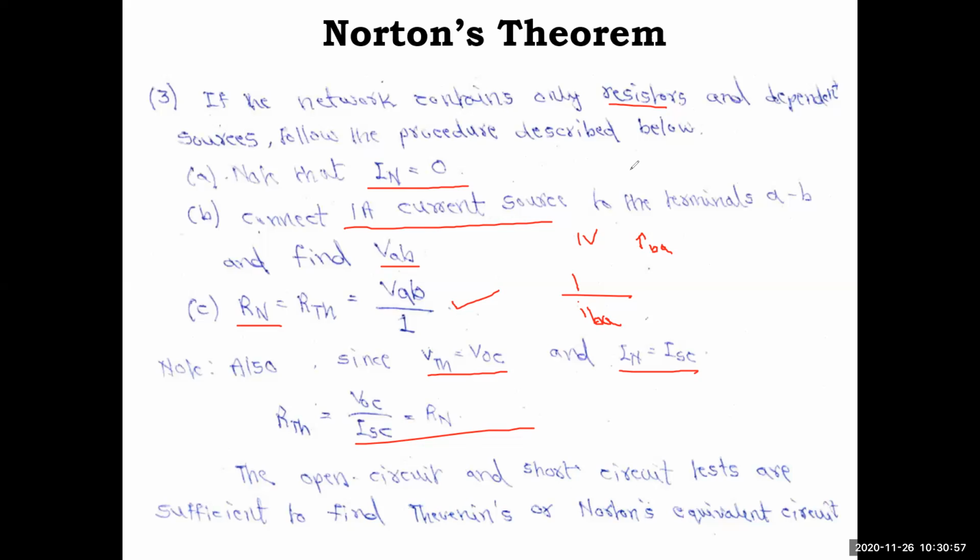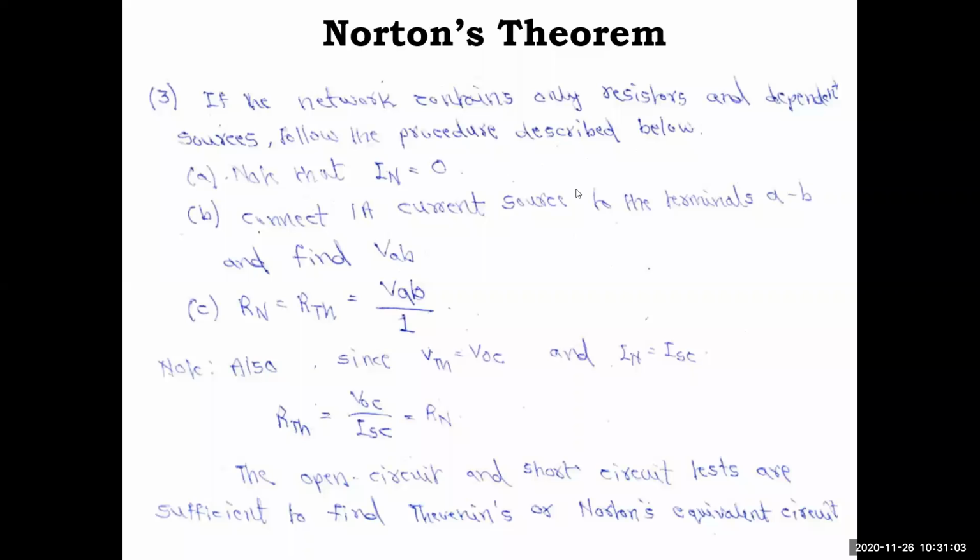So what is meant by Norton's? If you know one theorem, the other theorem is easy. With this, we are completing the statement and proof of Norton's theorem. Now we'll solve a set of example problems one by one. I will solve one problem now, and in the next video, I will take the remaining problems.